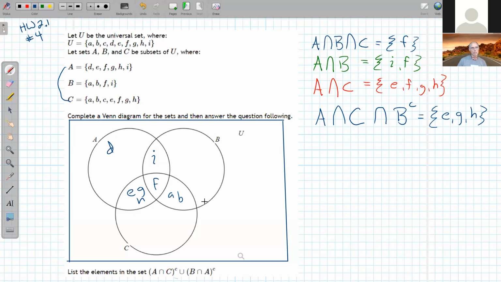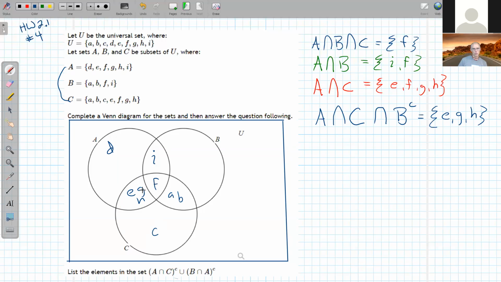Moving over to set B here, B has A, B, F, and I, but B has nothing else to consider that's not already in A or C. So I've got B covered. And then C here, let's see, I've got A, B. I don't have little c yet. Let's see, A, B, C. I've got E, F, G, and H. Okay, so I think I've got it.